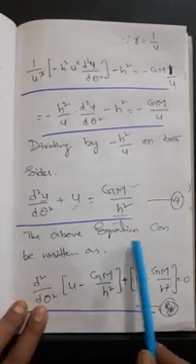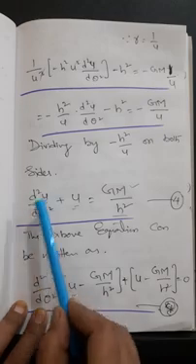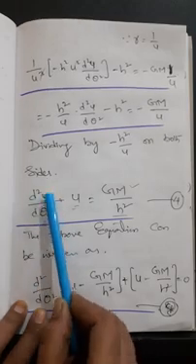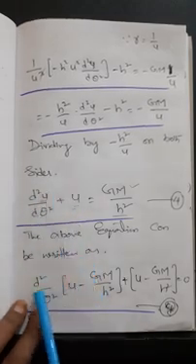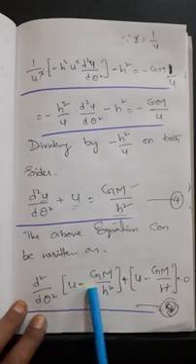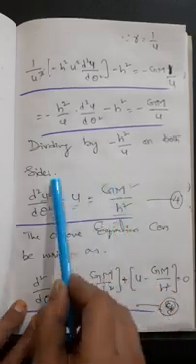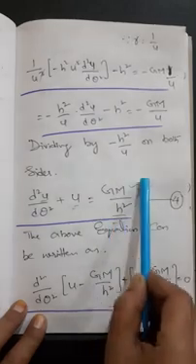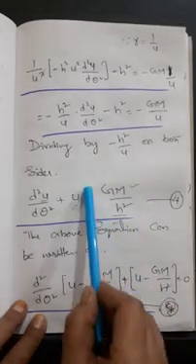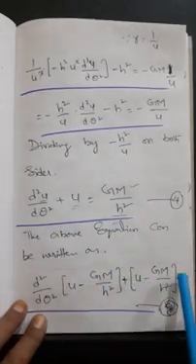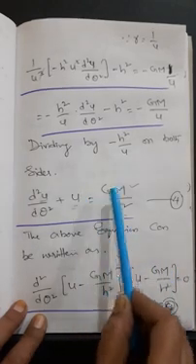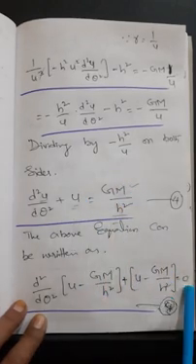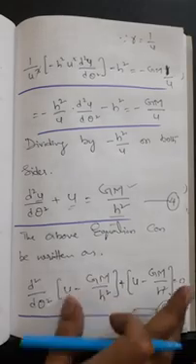The above equation can be written as d square u by d theta square, plus u minus gm by h square, this whole term, is equal to 0. Here we remove this one, and next u minus gm by h square is equal to 0. So we can write this equation in this form.